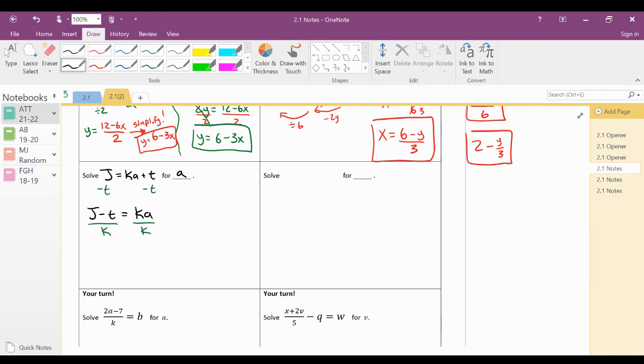J minus t over k, I can't simplify that anymore because neither j nor opposite of t are divisible by k as far as I know. So this is as simplified as it gets, and I get a equals j minus t over k.